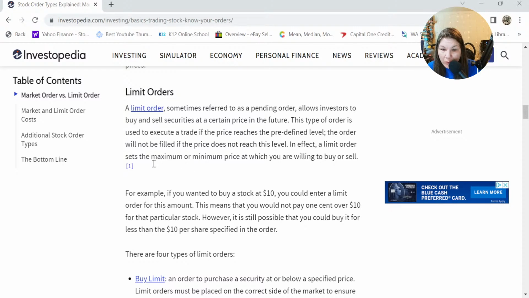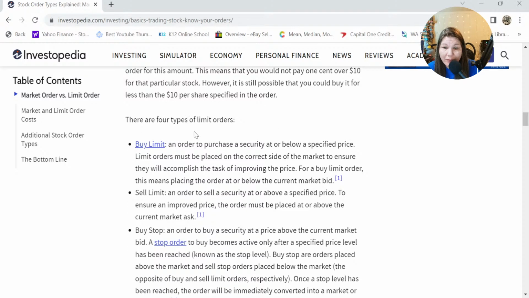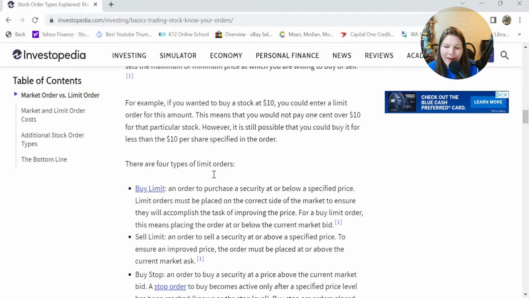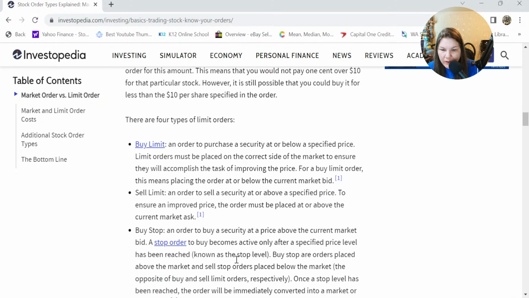In effect, a limit order sets the maximum or minimum price at which you're willing to buy or sell. For example, if you wanted to buy a stock at $10, you could enter a limit for this amount. This means that you would not pay 1 cent over $10 for that particular stock. However, it is still possible that you could buy it for less than $10 per share specified in the order. So a limit order will not make you pay more, but you could pay less, which is a good thing, right, guys? So those are the first two we learned yesterday.